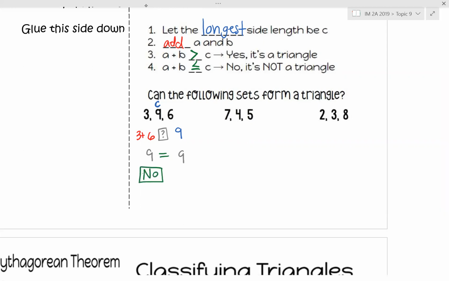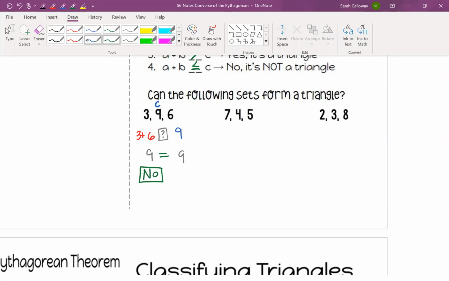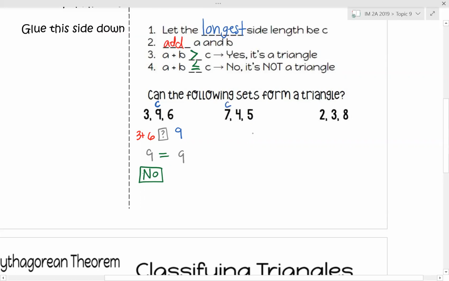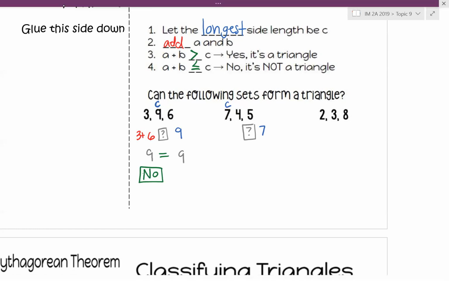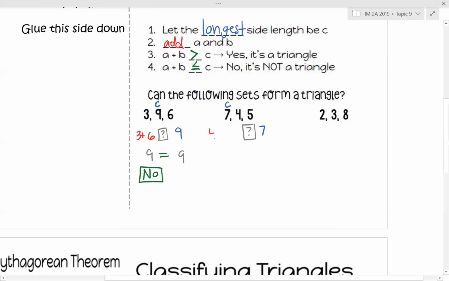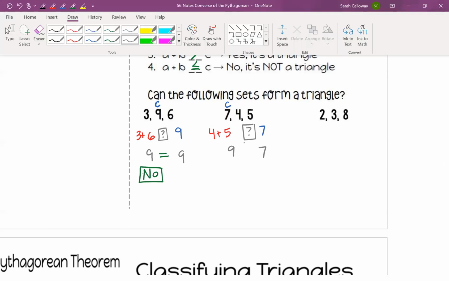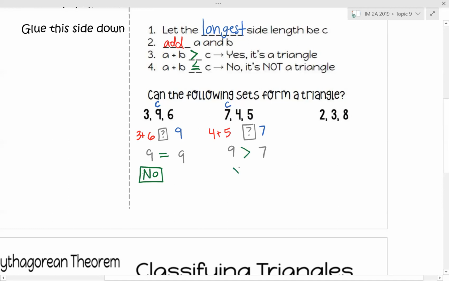When it's equal, that means that no, it cannot form a triangle. Okay, so I'm going to do that with each set of numbers. The largest number is what we're going to call C. So 7, 4, and 5. 7 is the largest number, so we're going to put 7 by itself. We want to see how that compares to the sum of the other two numbers, which are 4 and 5. The sum of 4 and 5 is 9, and I want to compare 9 to 7. 9 is greater than 7, and so this one does form a triangle. So the sides 7, 4, and 5 will create a triangle.